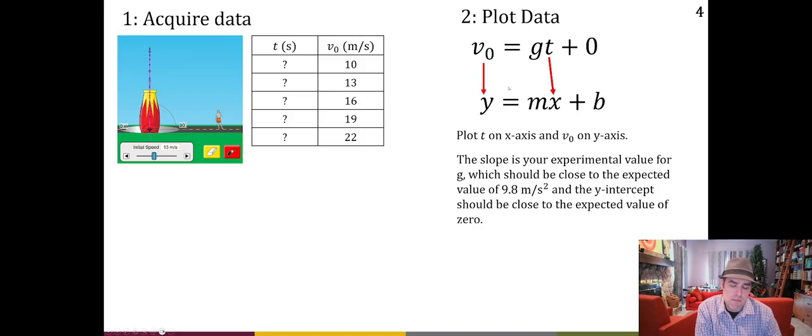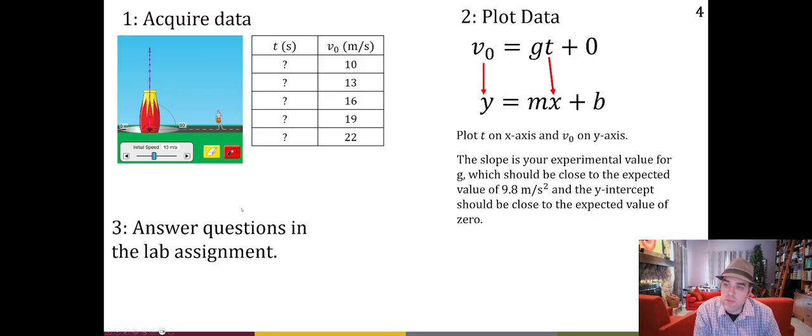Then you're going to plot the data. Just like before, this is the exact same situation. For the y-axis, we're going to plot the initial velocity. For the x-axis, we're going to plot time. So we expect that g will be our slope and that the y-intercept will be 0. And there's a computer program that I'm also going to walk you through how to use in a minute.